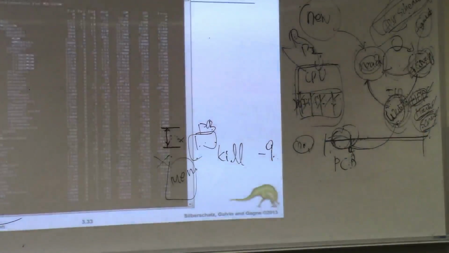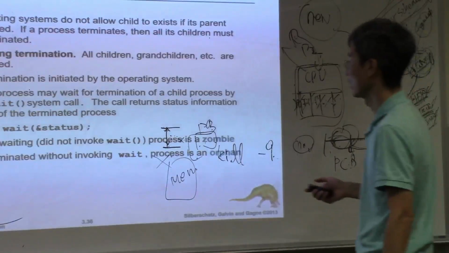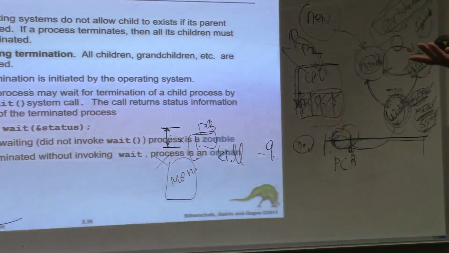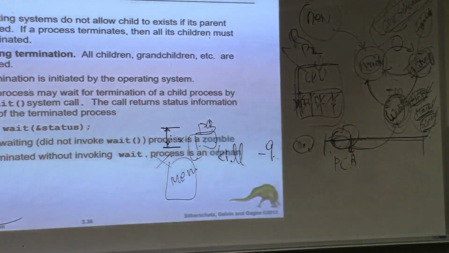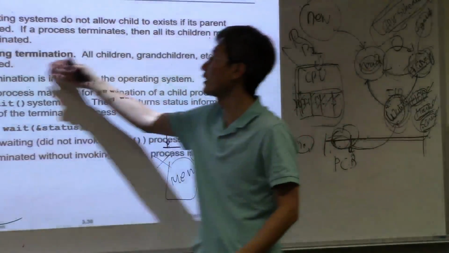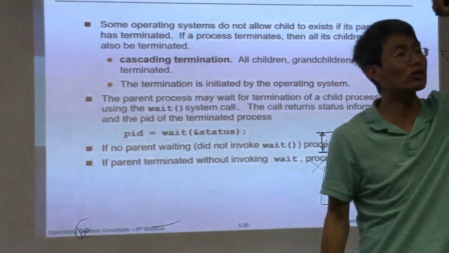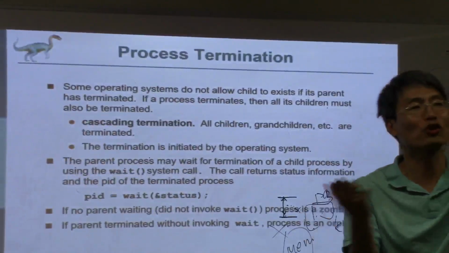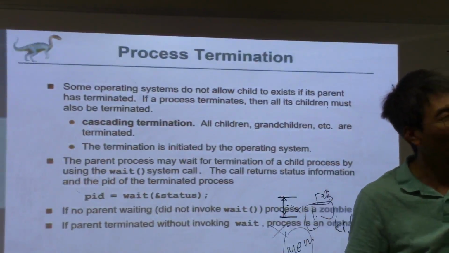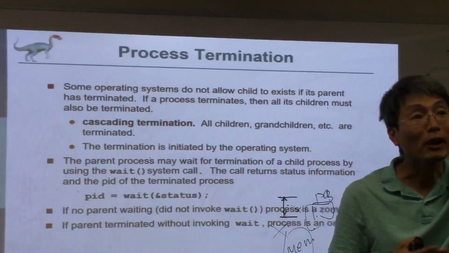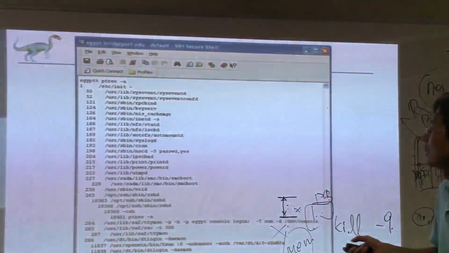And orphan, it's not really an orphanage, but orphan means the parent is terminated. When the parent is terminated, all the child processes should be terminated. It's a cascading termination. Because the parent is dying, all children should die together. I don't think that's fair, but in the process it should be. Sometimes there is a process.